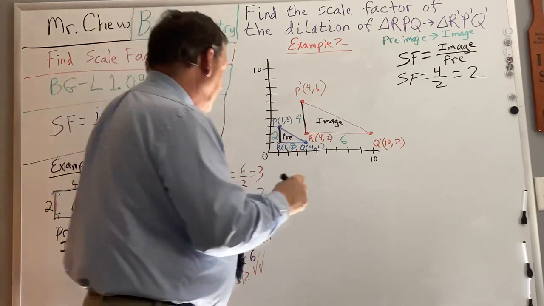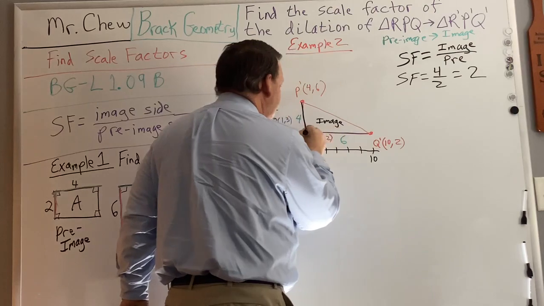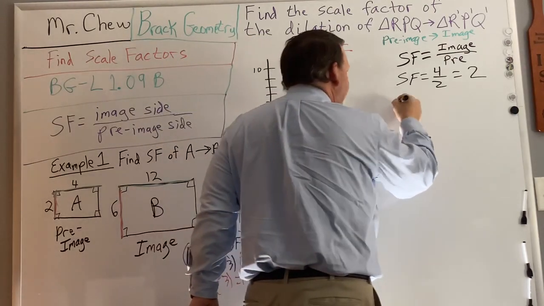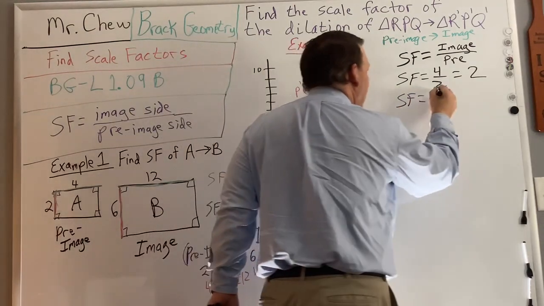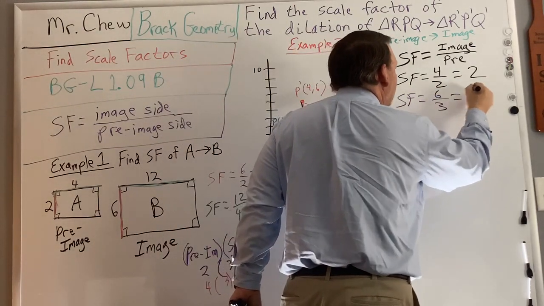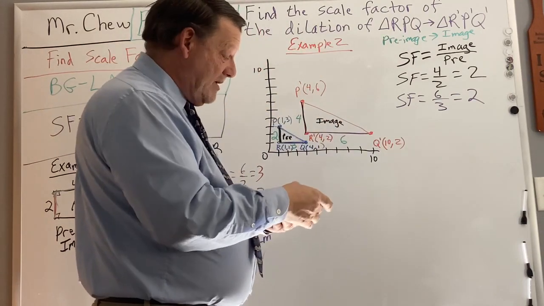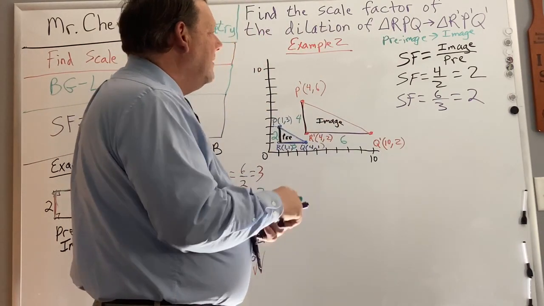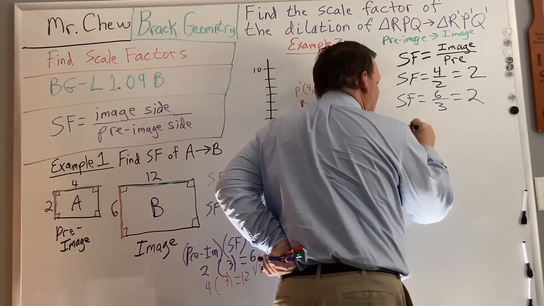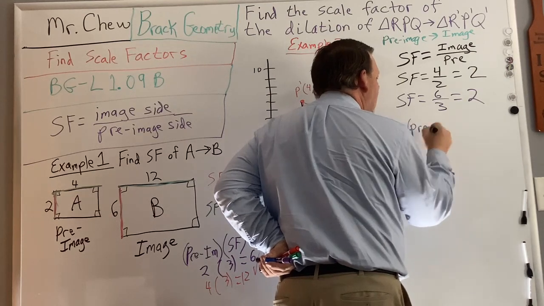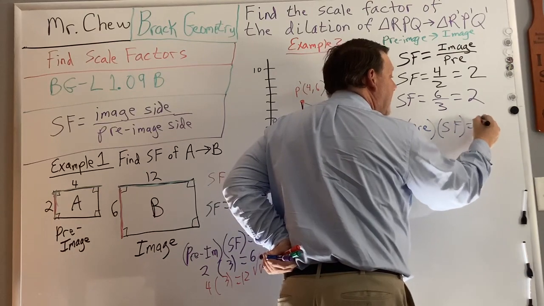Now, let's do the horizontal now. The image is going to be 6 over 3, which equals 2. So the scale factor is 2. Now, you remember what we said that meant? That meant that if we take a side length from the pre-image and multiply it by the scale factor, we're going to get the image length.